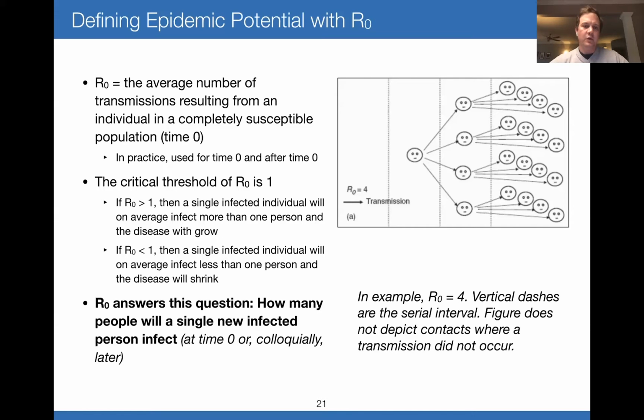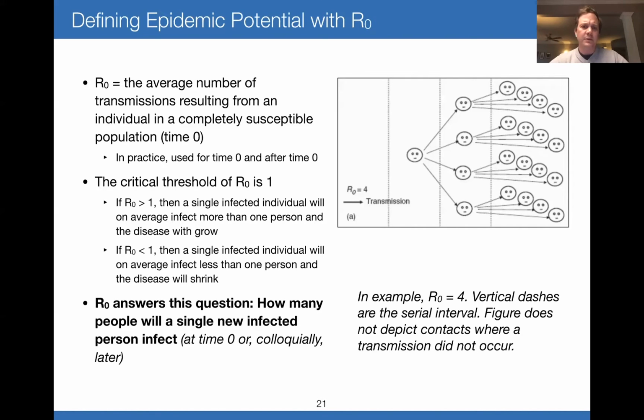This is formally defined as representing something about time 0, so this completely susceptible population. That's why the little 0 is there in R0. But in practice, we often talk about R0 for times after 0.